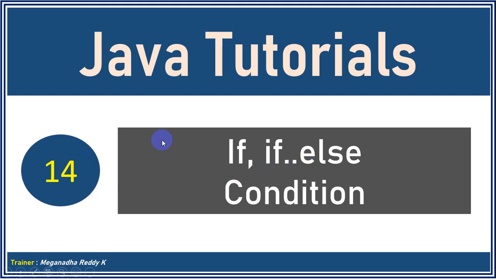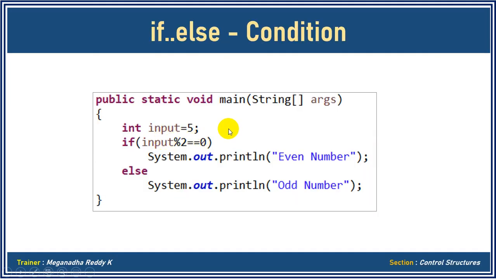Let's take a requirement to check whether the given number, in this case input 5, is an even number or not. First, to check if a number is even or odd, I have to check with 2, and if the remainder is 0, I have to print even number. Else, that means if this condition is not satisfied, I have to print odd number. So this is how you write a simple if else condition, where I have only two options. Now let's do this in Eclipse IDE and get started.